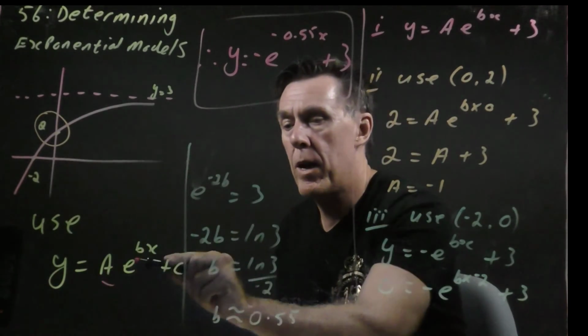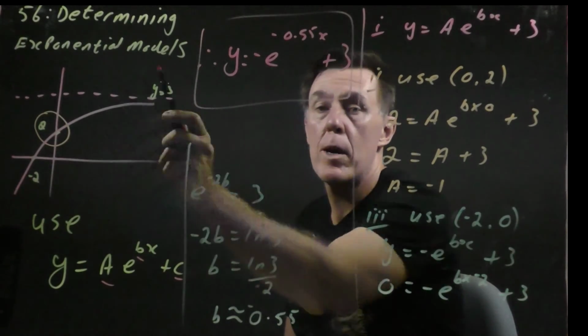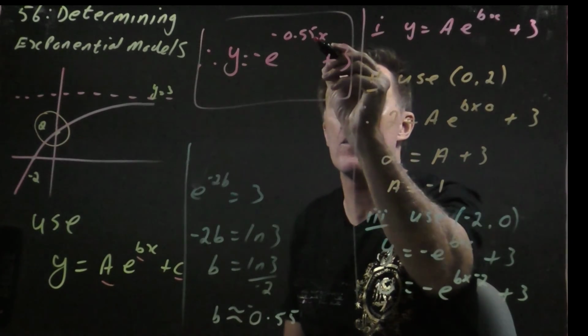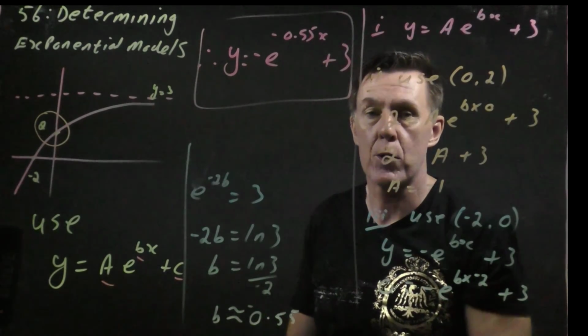3 bits of information we need, A, B and C. 3 bits of information contained on the graph. Choose them in the right order and come up with the appropriate function to finish with. So good luck with those.